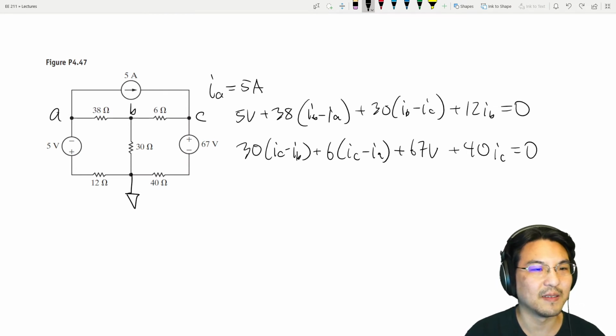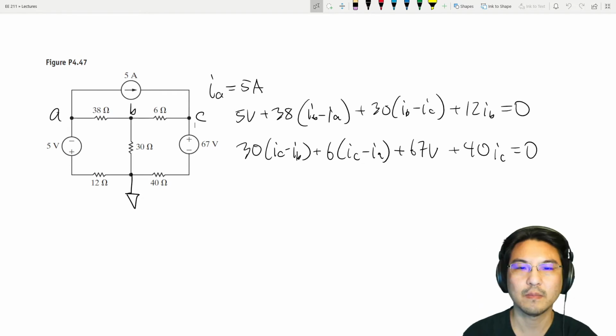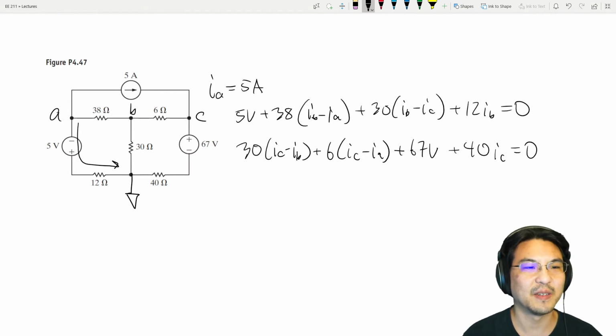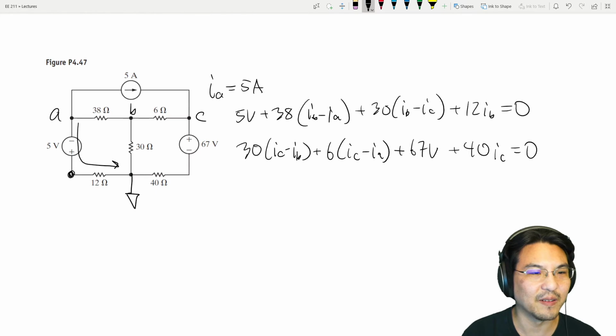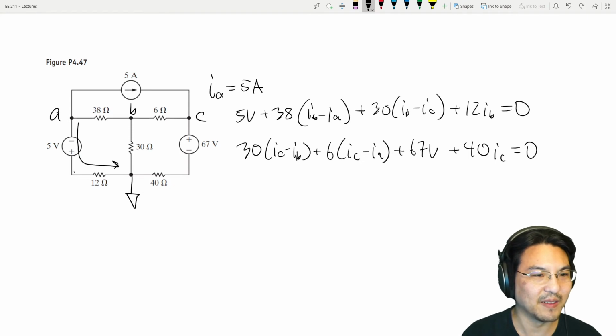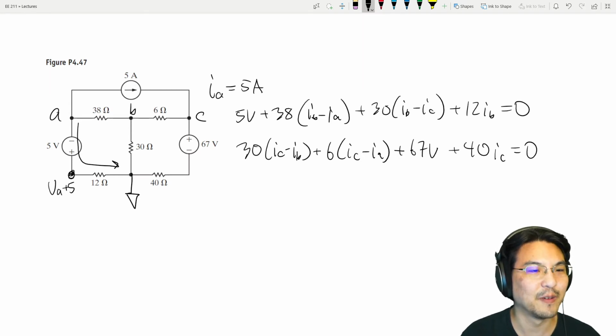Let's see. We need the current going this way, right? So what is the voltage right here? Is it more or less than here? If you look at the plus sign, this voltage is more than it is here. How much more? 5 volts. So the voltage right here is actually VA plus 5.